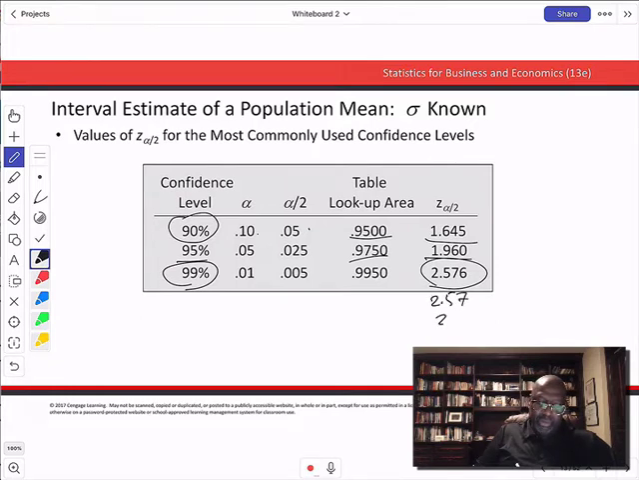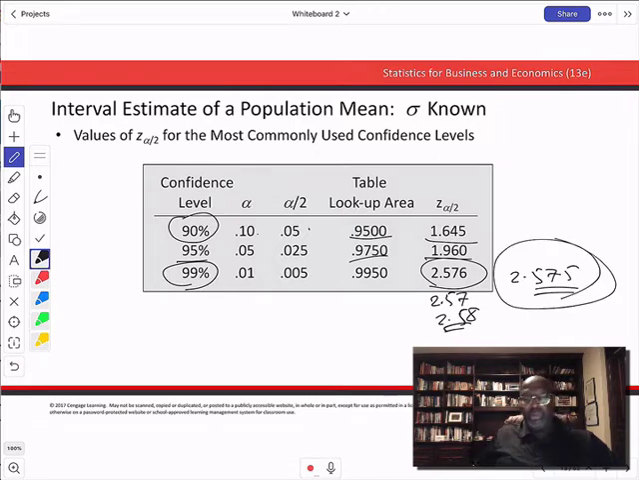I would say 2.57 or 2.58, because when you look at those two values, you will get the same distance from what we're looking for. And if you average that to 2.575, that could work. All right. I don't think your answers are going to be that different if you use 2.57 or 2.58. And so I wouldn't worry too much about that. So those are very commonly used confidence intervals. 90% confidence interval, 95, 99.